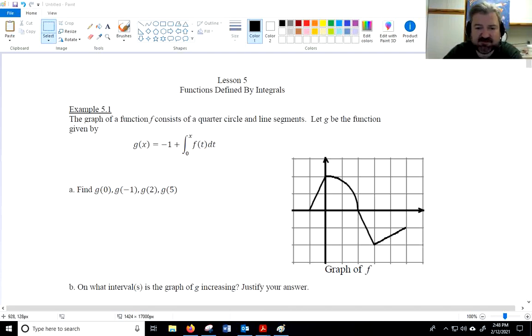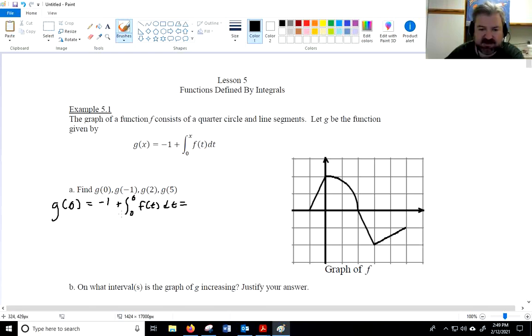Okay, the graph of f consists of a quarter circle and line segments. Let g be the function given by g of x equals -1 plus the integral from 0 to x of f of t dt. All right, first we need to find g of 0. Okay, so to find g of 0, we'll simply just use g of x. So g of 0 is equal to -1 plus the integral from 0 to 0 of f of t dt.